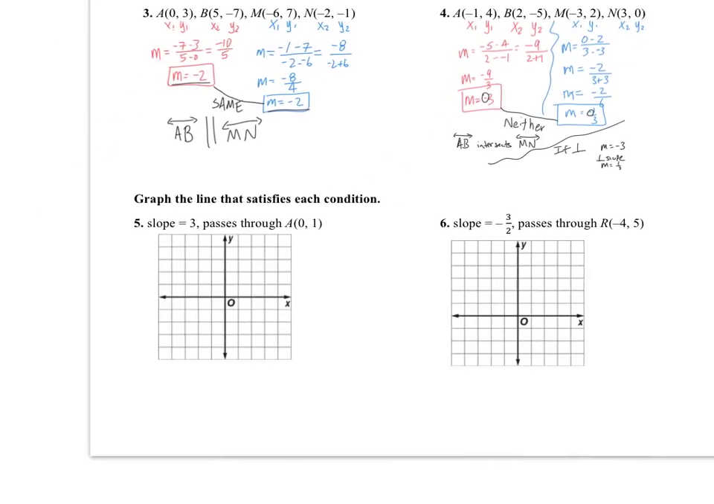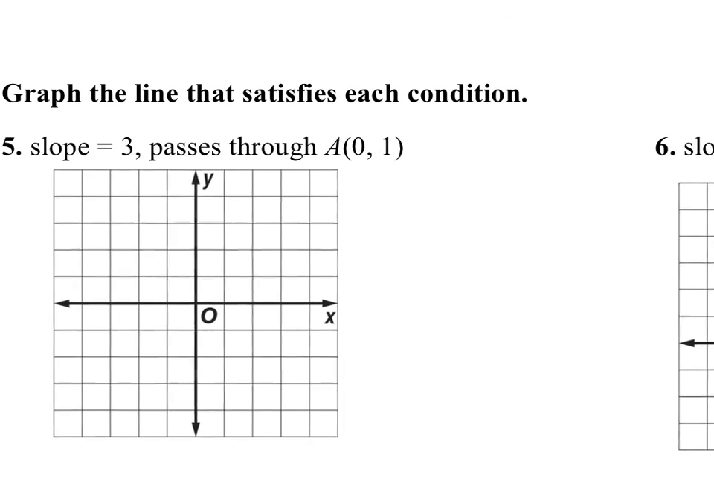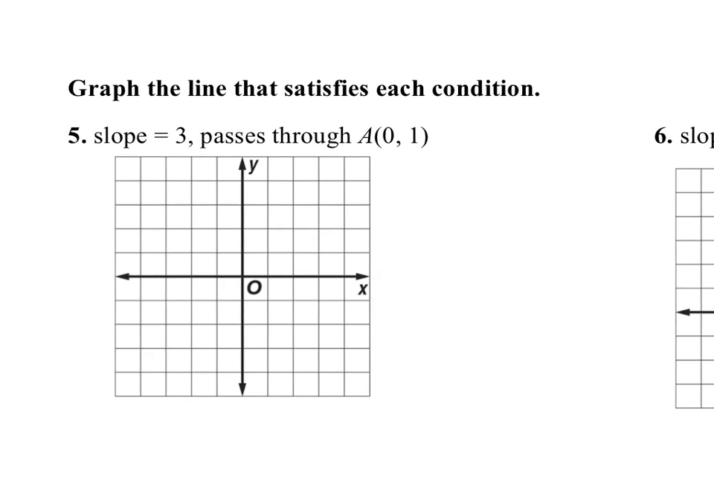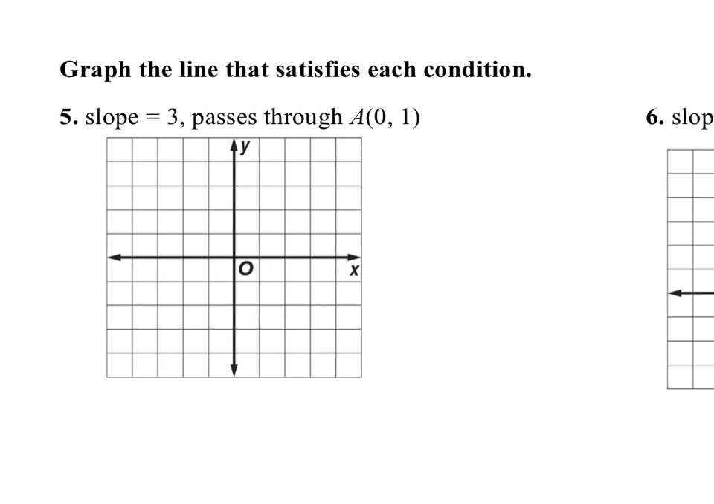Let's take a look at 5 and 6. This is asking me to graph the line that satisfies each condition here. The first thing I want to do is that I know I have a point A on my graph. So A has the value of 0, 1. So I'm going to plot a point here, and our slope is 3. So since m is equal to 3, I can rewrite that as 3 over 1. This is my rise, and this is my run.